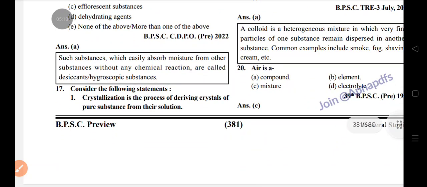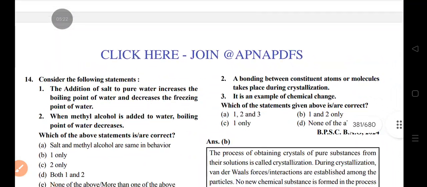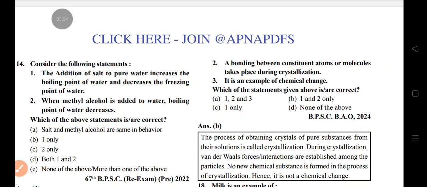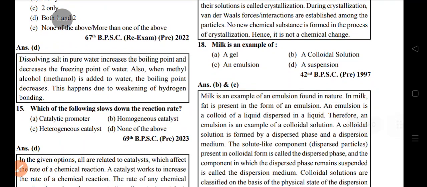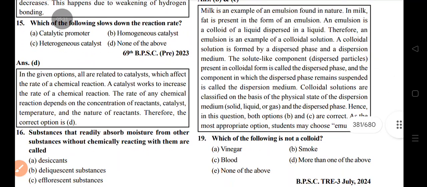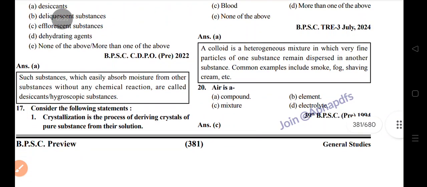Crystallization is the process of deriving crystals of a pure substance from their solution. Binding between constituent atoms or molecules takes place during crystallization. Milk is an example of an emulsion or colloidal solution. Not a colloid: vinegar. Air is a mixture.